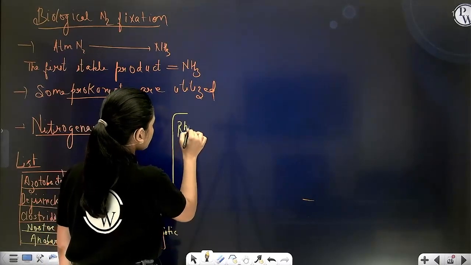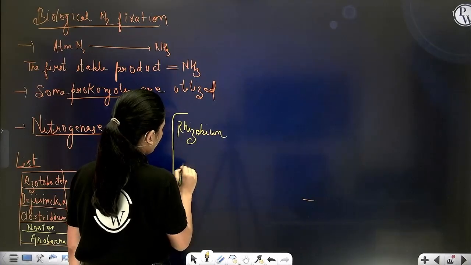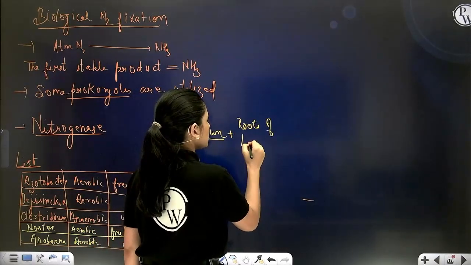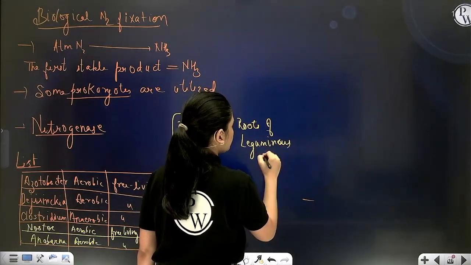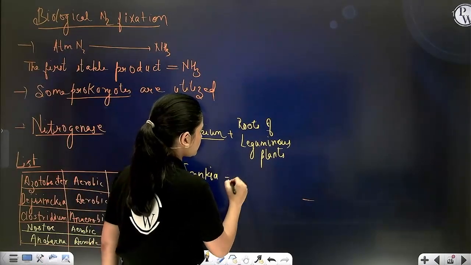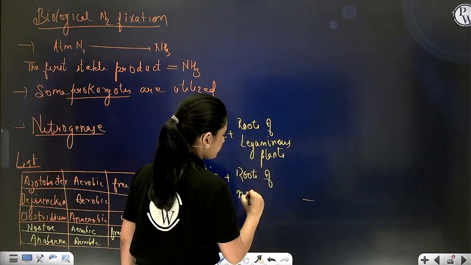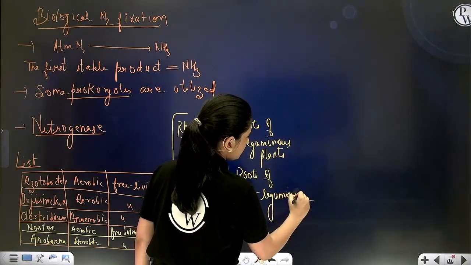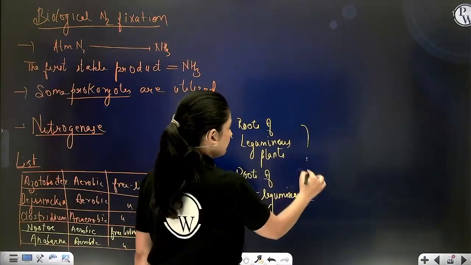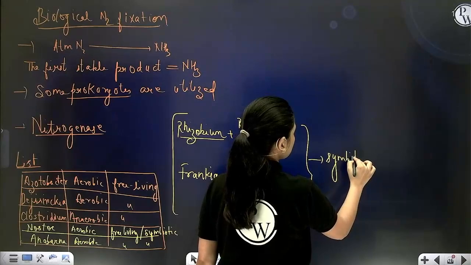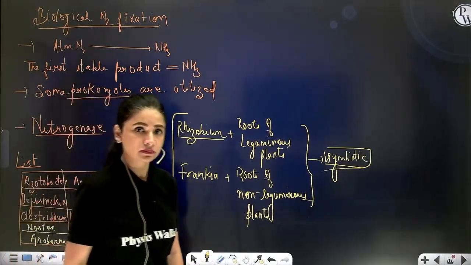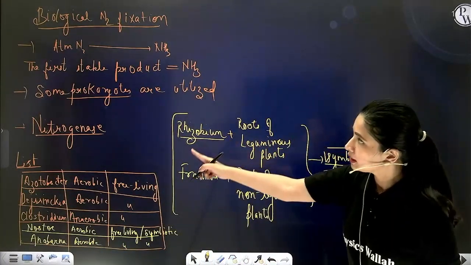Here I'll write Rhizobium and Frankia. Rhizobium gets associated with roots of leguminous plants, right? Like your pea, lentils, all the members of Leguminosae family you have already studied. Now, Frankia gets associated with the roots of non-leguminous plants like Alnus and Casuarina, and then they both help in fixation of nitrogen into ammonia by the process of symbiosis. They form symbiotic association and they help in nitrogen fixation. Correct? Yes or no, everyone? Okay, so this is the fourth point.